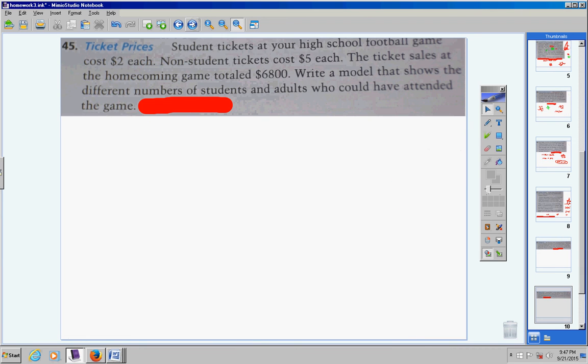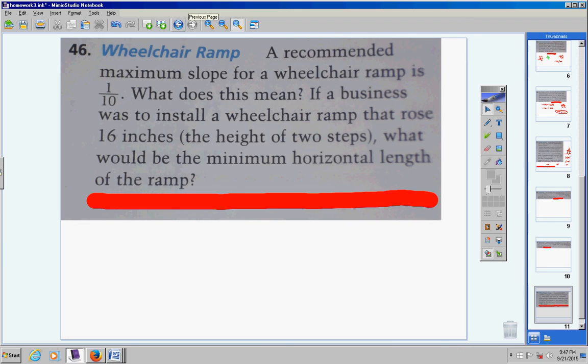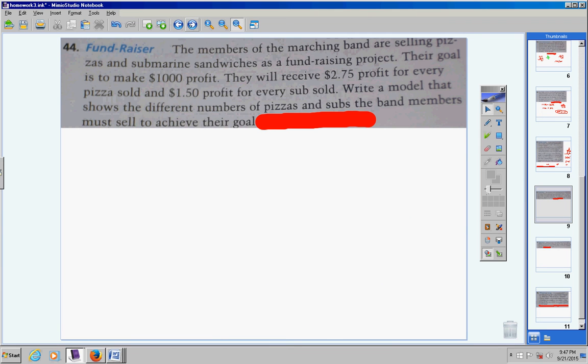Alright, moving on to our last problem. I think, is that our last one or not? Let's see. No, we're going through 46. Alright, number 44, here we go. This is pretty easy here now. This might be the easiest one we've done on this assignment.